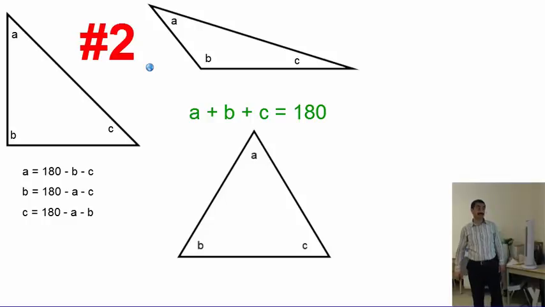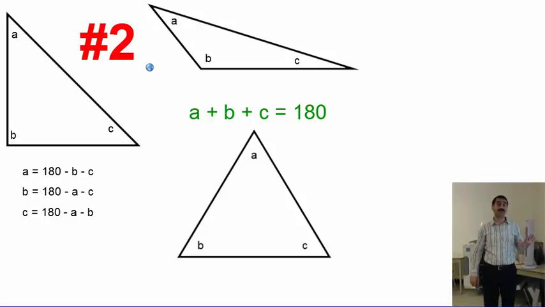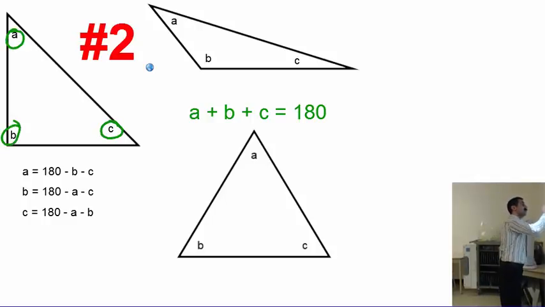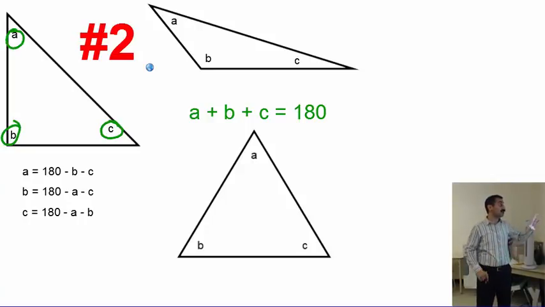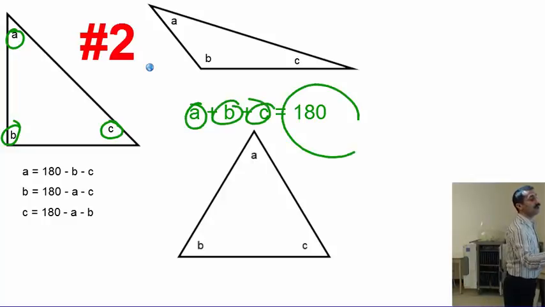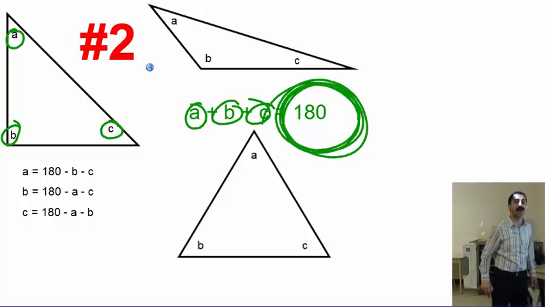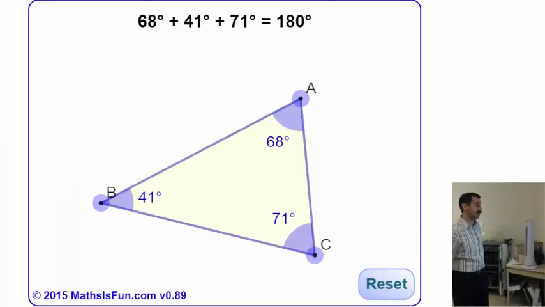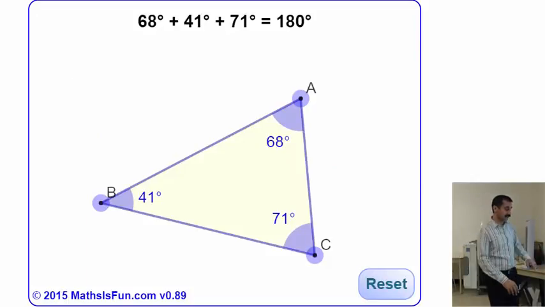Rule number two is very simple, but you're gonna use this frequently during your studying time in math. In a triangle, there are 1, 2, 3 angles. That's why it's called triangle. Anyway, all three of them, you add them, A plus B plus C, you will always get 180 degree. So there is a cool website I prepared for you. Look at this example. You'll see that this is 41.